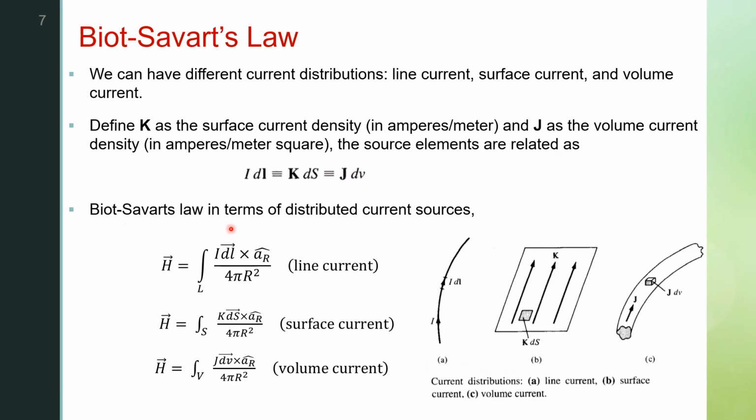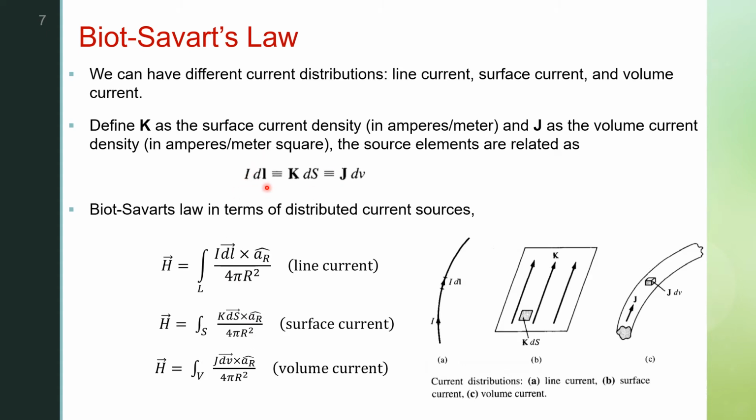When we learned Biot-Savart's law, we got an expression for dH. So how to find the total magnetic field intensity? That is by integrating. For a line current distribution, the magnetic field intensity H is equal to the integral over the entire length L of IdL cross aR by 4 pi R square. If the current is a surface current, then H is equal to the integral over the entire surface of KdS cross aR by 4 pi R square.